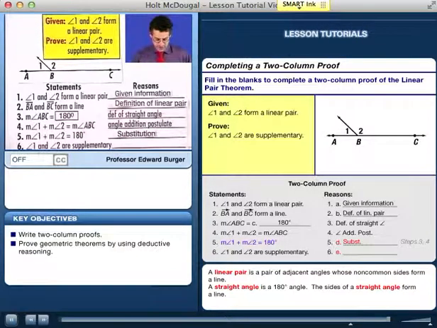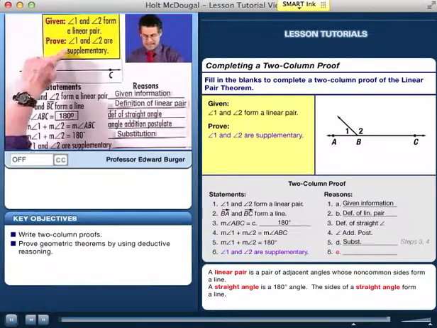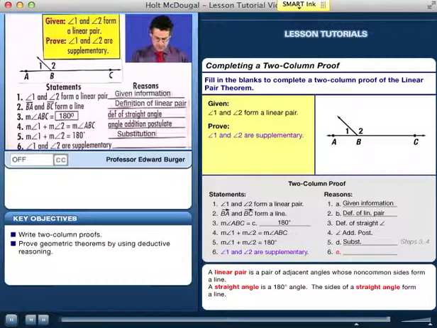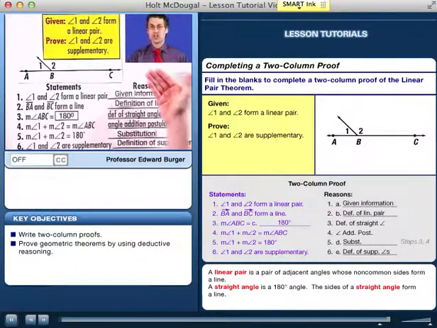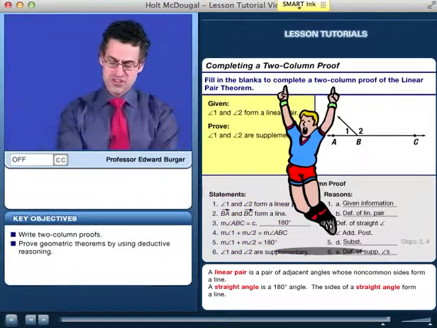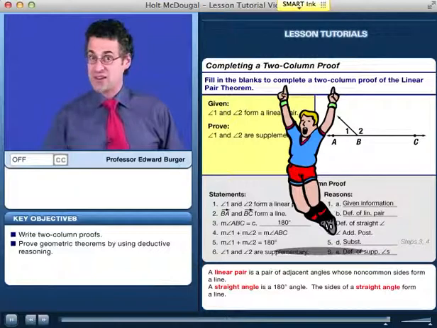And then the big finish, finally, we're going to conclude exactly what we were asked to prove. Angle 1 and angle 2 are supplementary. And why is that? Well, we know that the sum of the measures equals 180 degrees. That's exactly the definition. And so the final reason is, bling, definition of supplementary angles. And there you have it, an ironclad proof and the justification, the reasons for why that's true. We just proved a result. And I've got to tell you, I think it feels really good.